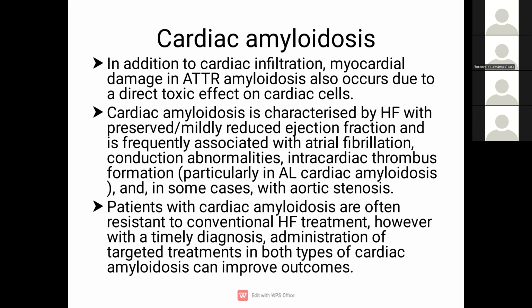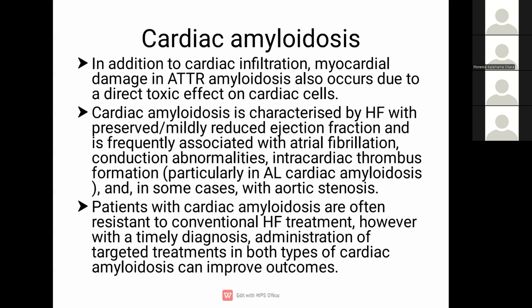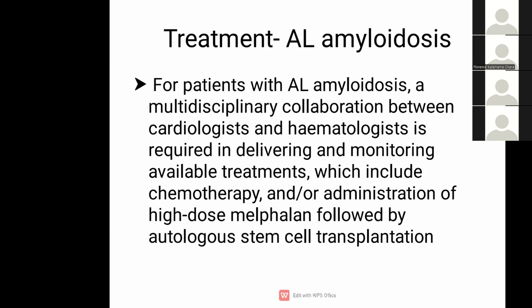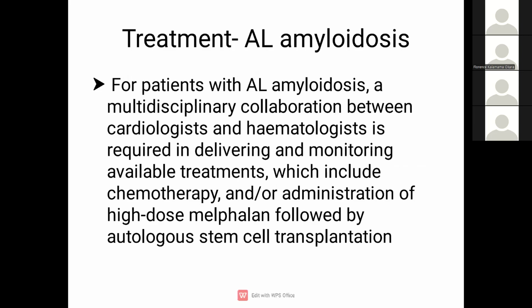However, with a timely diagnosis, administration of targeted treatment in both types of cardiac amyloidosis can improve outcome. Now, for the AL type, it's very important that there is multidisciplinary collaboration between cardiologists and hematologists, as a result of the benefit of monitoring of the available treatments, which actually include chemotherapy as well as administration of high dose melphalan, and then autologous stem cell transplantation.